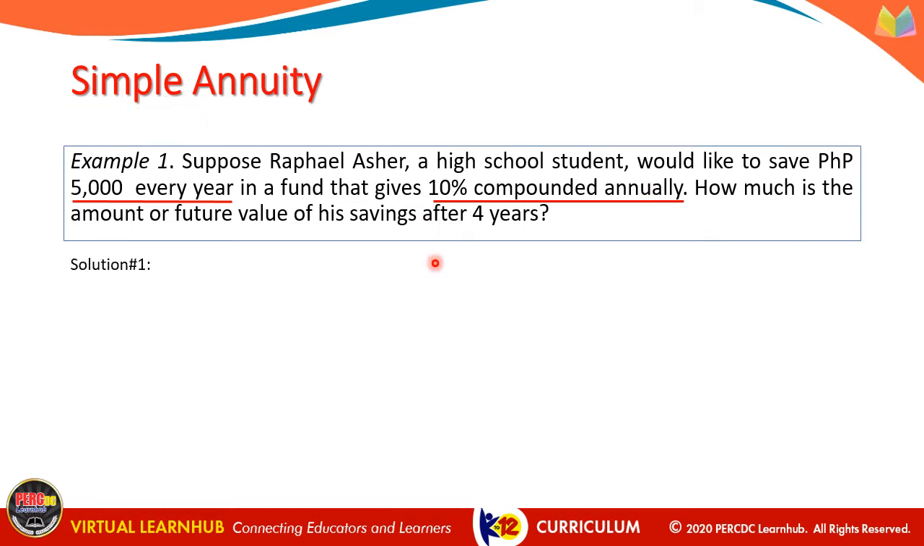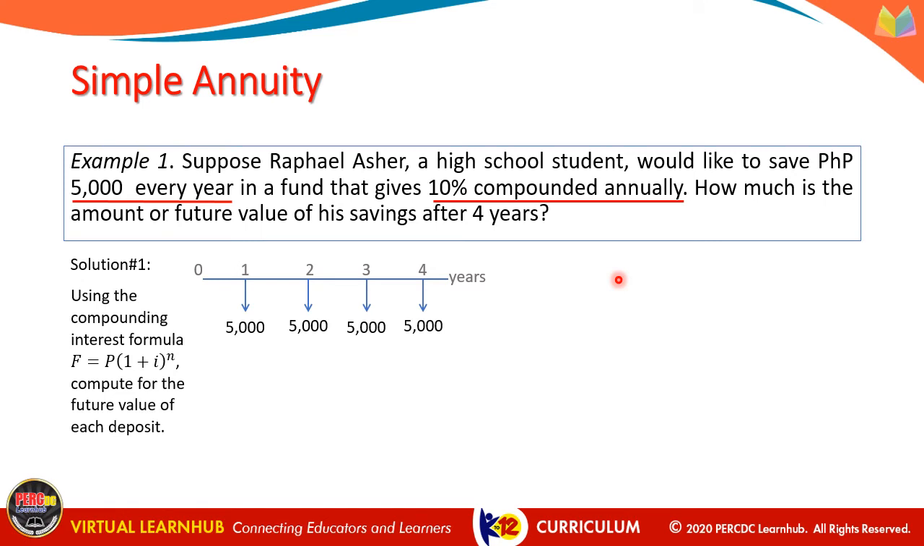We are going to show two solutions for this example. For solution number 1, we're going to draw a cash flow diagram to see what's happening with his savings. At the end of the first year, Rafael Asher will deposit 5,000 pesos in his account. At the end of the second year, he will again deposit another 5,000. At the end of the third year, he will deposit another 5,000. And on the fourth year, he will deposit another 5,000 pesos.